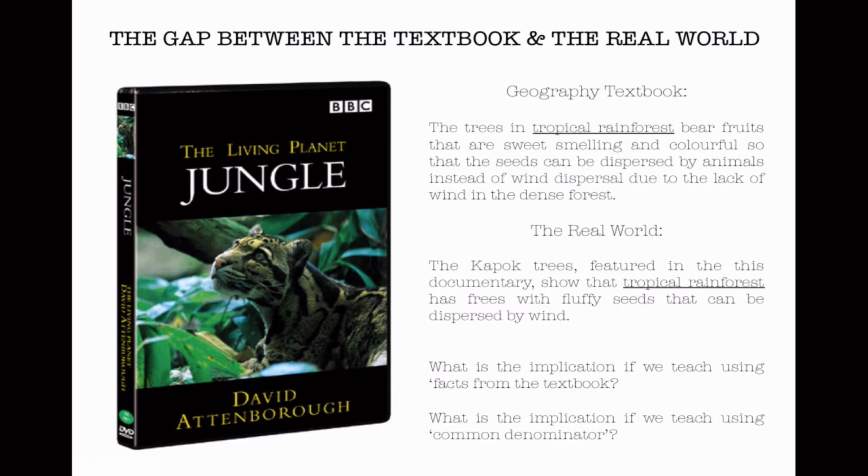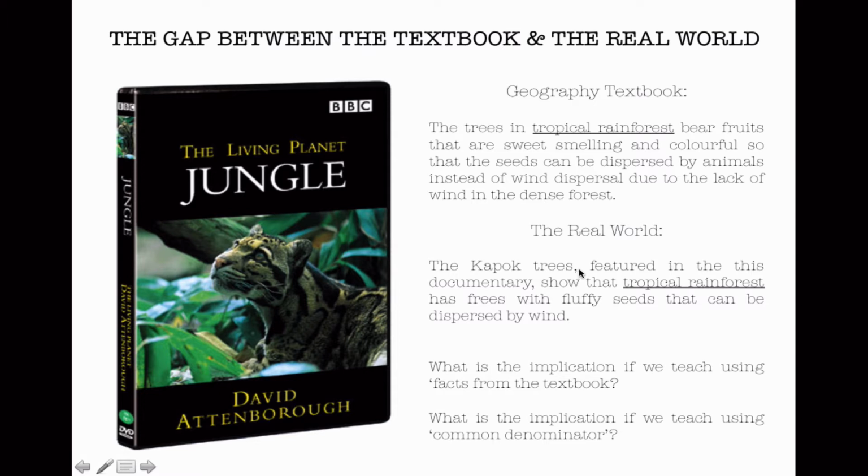And hence, the alternative is to use smell and to use sight to attract insects, to attract animals to eat it, and after that, when they pass motion, the seed will be propagated somewhere else. Now, however, in this documentary by David Attenborough, it talks about the trees in tropical rainforests. And these trees, although they are in tropical rainforests, have fluffy seeds that can be dispersed by wind. Now, what is the difference?